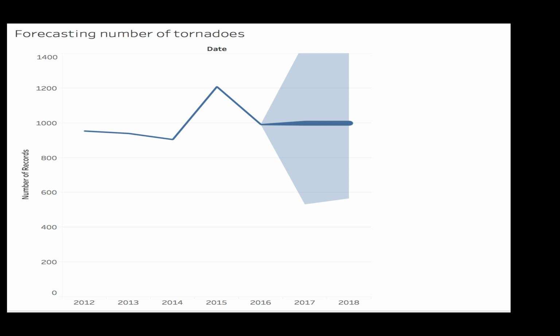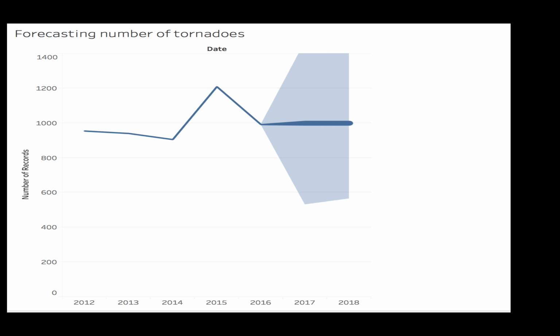Hi. So this is the image of forecasting the number of tornadoes. So even today, it is very difficult to accurately predict any natural disaster in advance. So the National Oceanic and Atmospheric Administration, or NOAA, issues tornado warnings to help people in advance to clear the area in vicinity or to take shelter.